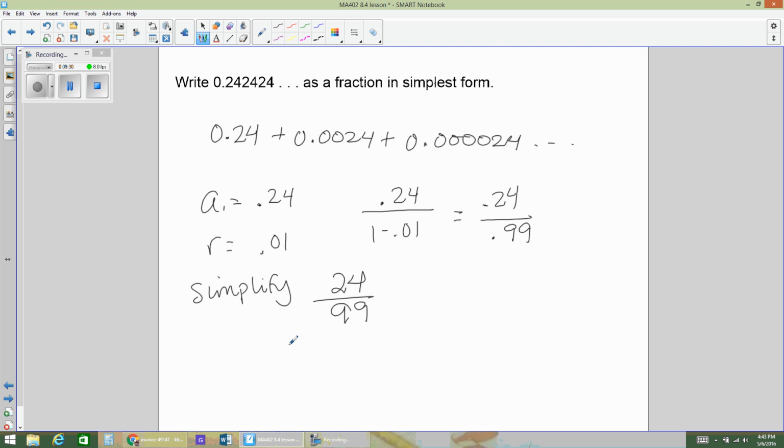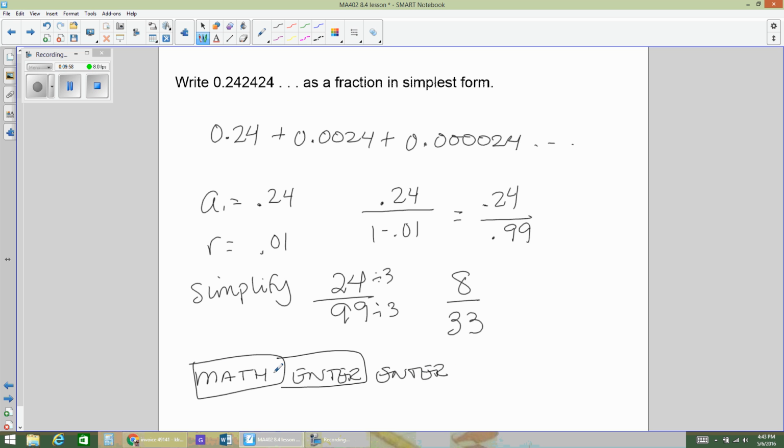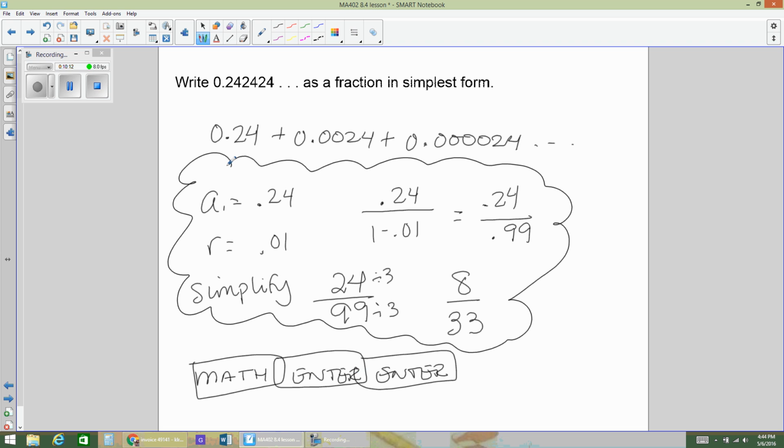But the question is, can it be reduced? And the answer is yes. There is a 3 inside both of 24 and 99. So this answer is 8 over 33. Could you press math, enter, enter? Yes, you could. But that is not what we're doing here. This is not how to learn to use the calculator in order to write a fraction. This is how to do it by hand. So I am expecting this work from you guys right here on how to do this by hand. Okay, let's move on and try another one.